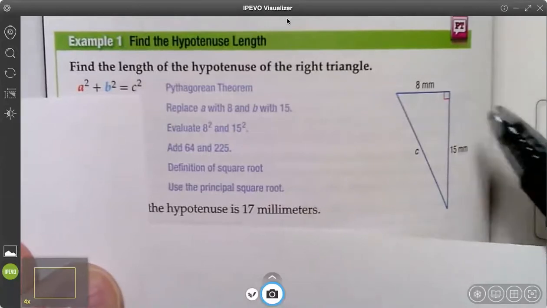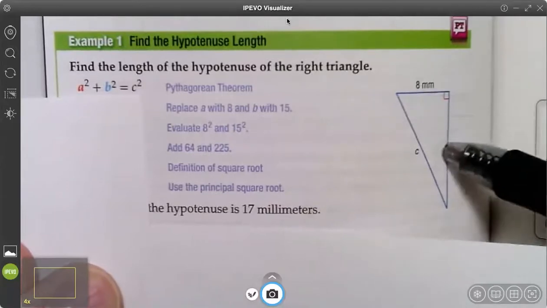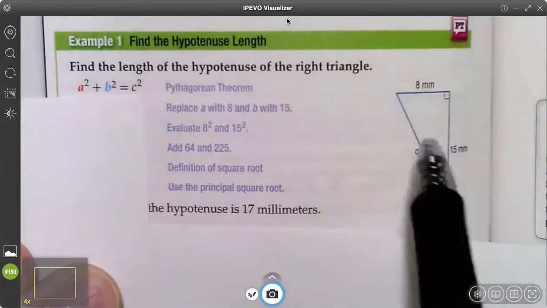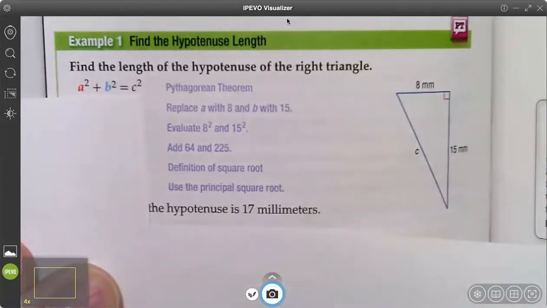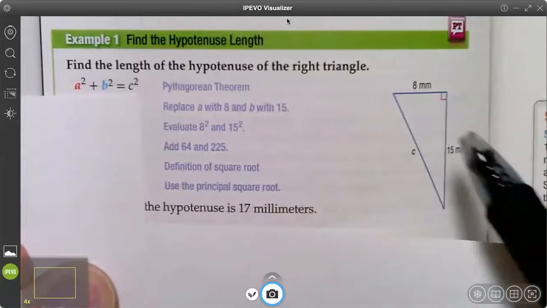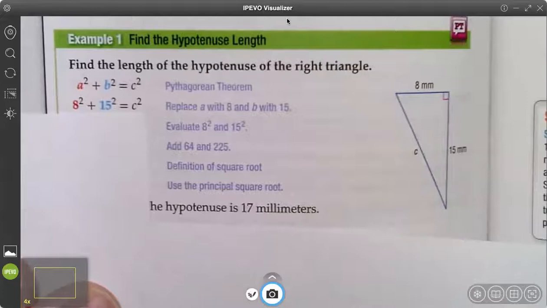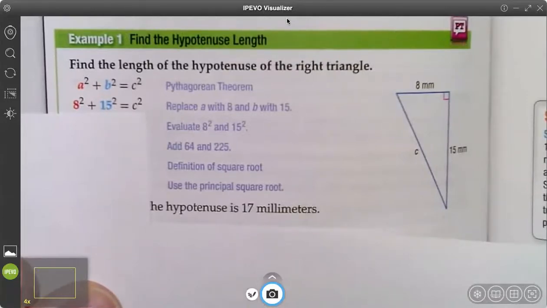Here we have a right triangle. It gives us the length of the two legs, 8 and 15. So I can find the length of the hypotenuse using the Pythagorean theorem. We take the two legs, 8 and 15, and we plug them in for A and B. It does not matter which one's A, it does not matter which one's B. You're going to add them together, and addition, it doesn't matter what order you add them in.